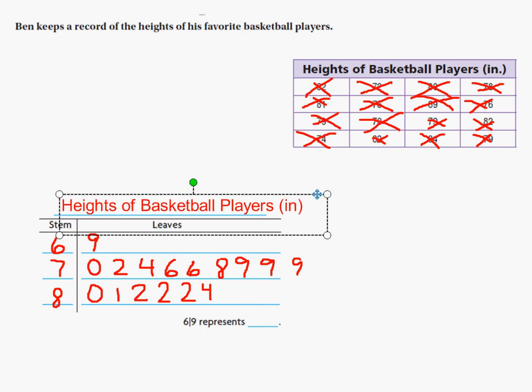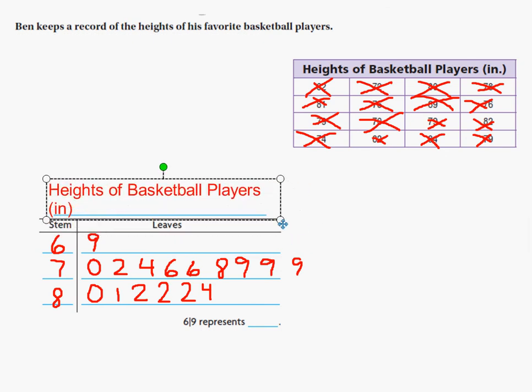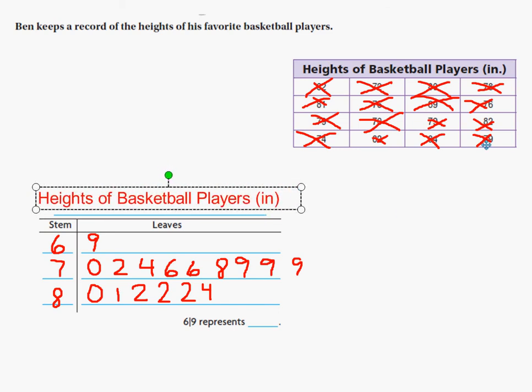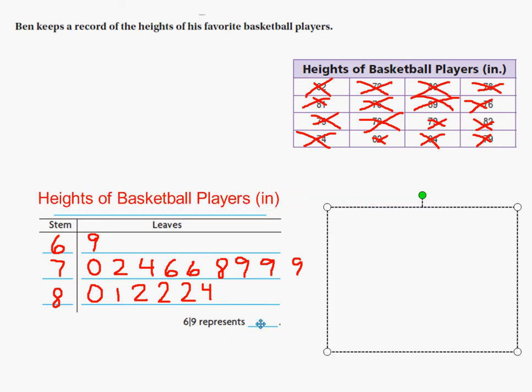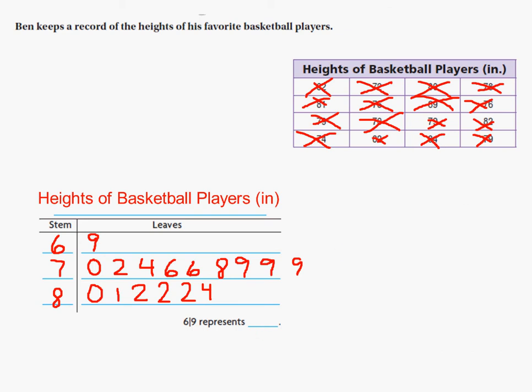Anyway, on the bottom you'll see "6|9 represents" and then a blank. So here's what you put in that blank. You want to make it clear that the 6 is the tens place of the number. It's not the ones place. These are not tenths place. This is not the hundreds place. 6|9 represents 69.